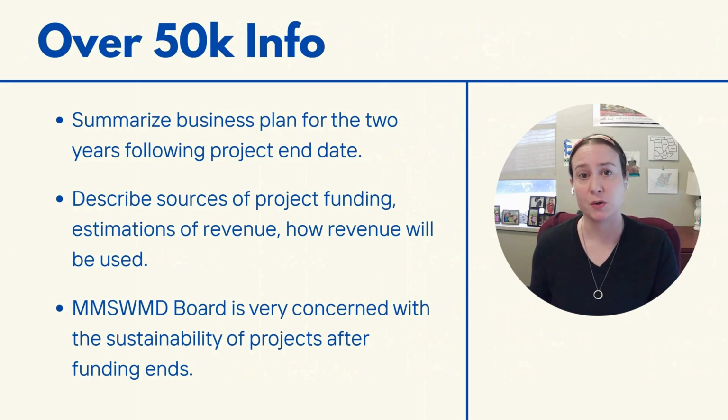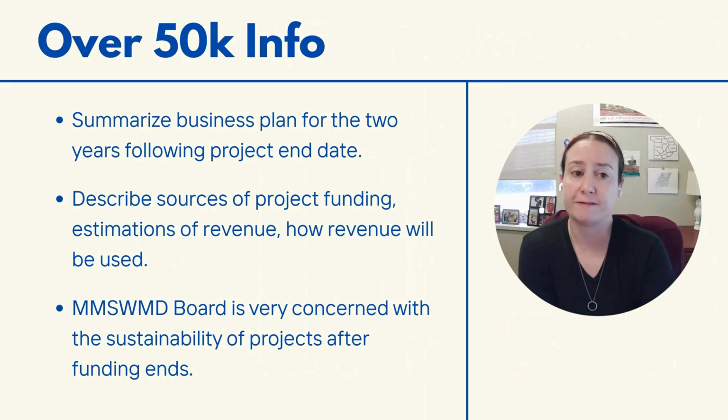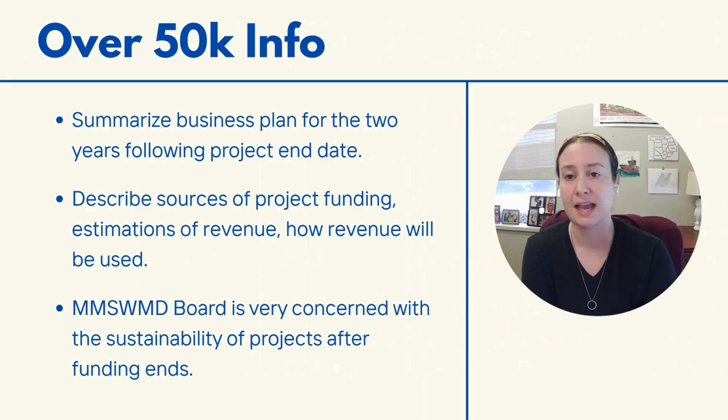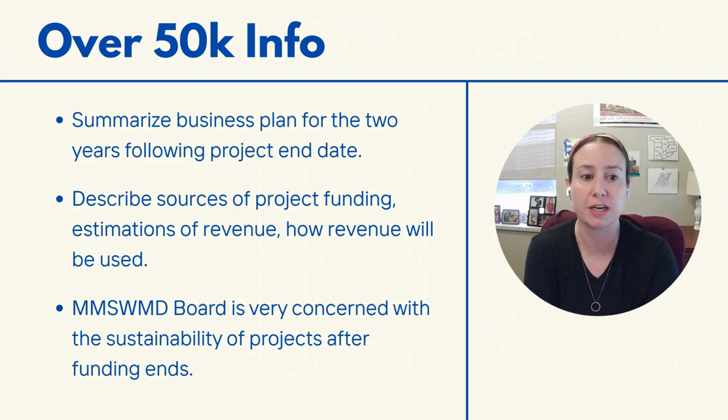So now we get to that extra page. This is for the grants that are requesting over $50,000. And we just have 2 extra questions here. So you need to summarize your business plan for the 2 years following the project end date. This lets us know that these higher dollar projects have a plan to continue to develop and to make sure that that money is continuing to do work in the community.